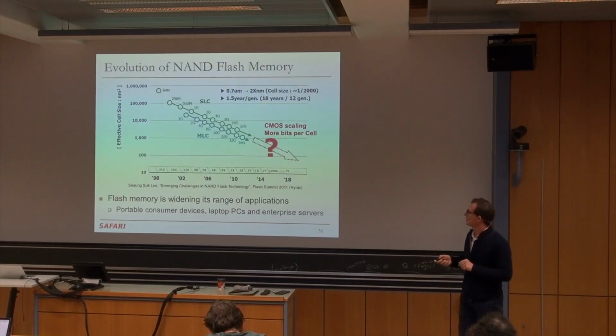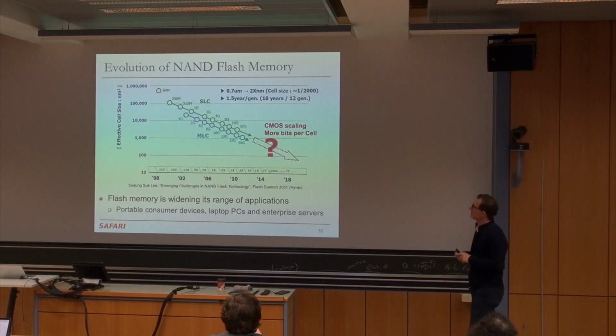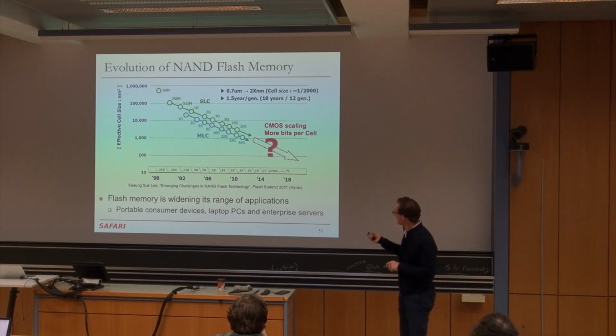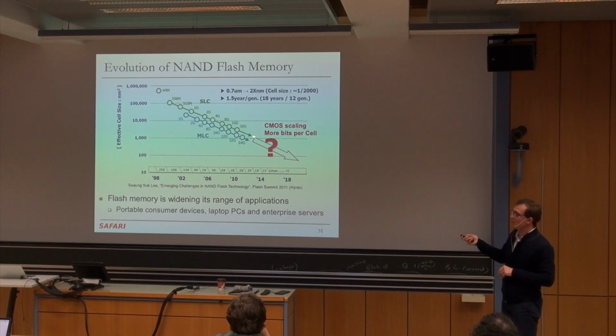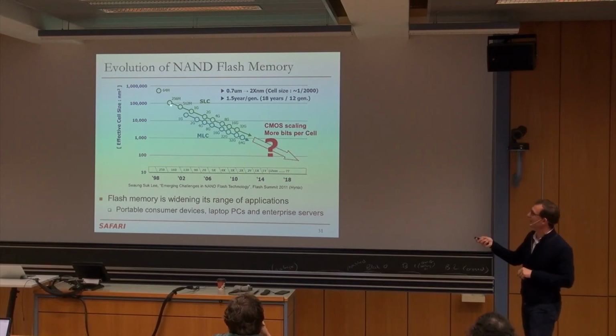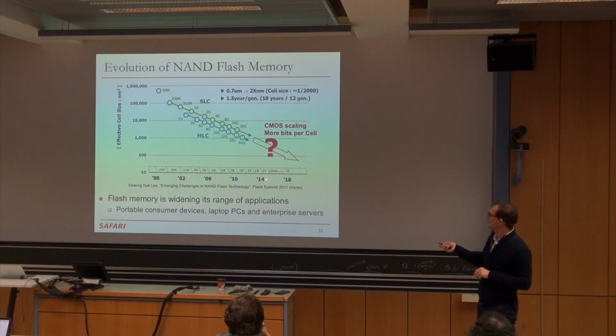So let me give you some more high level. Basically, this is a picture from 2011 from Hynix, actually. And this shows what flash memory has gone through in terms of scaling. So it's scaled almost perfectly until somewhere around here.